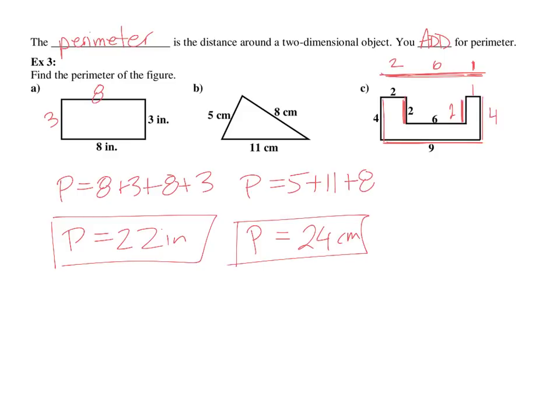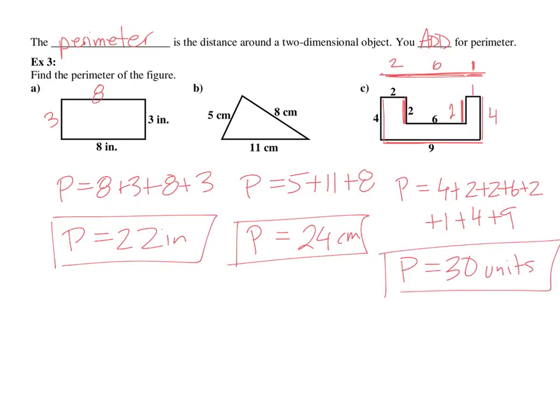So you just have to think a little bit in order to get the other lengths that are missing. Now the perimeter is going to be equal to 4 plus 2 plus 2 plus 6 plus 2 plus 1 plus 4 plus 9. So the perimeter is equal to 30, and since there's no units of measurement, and in part C you just say units. Done with that.